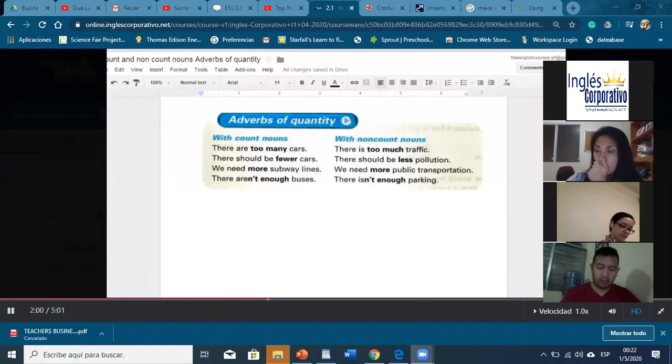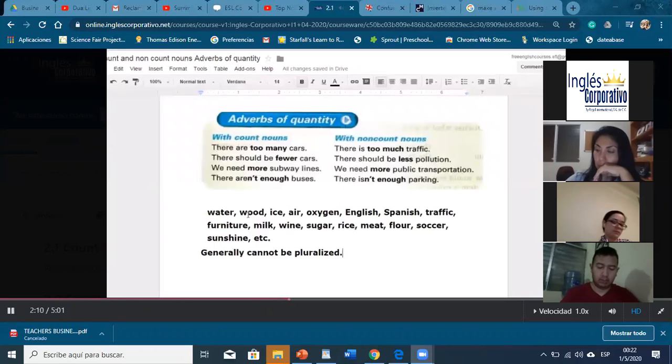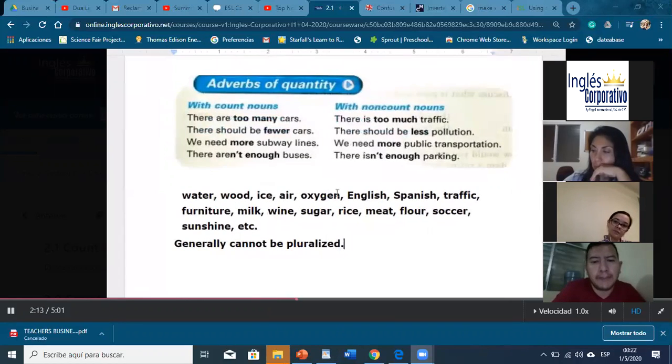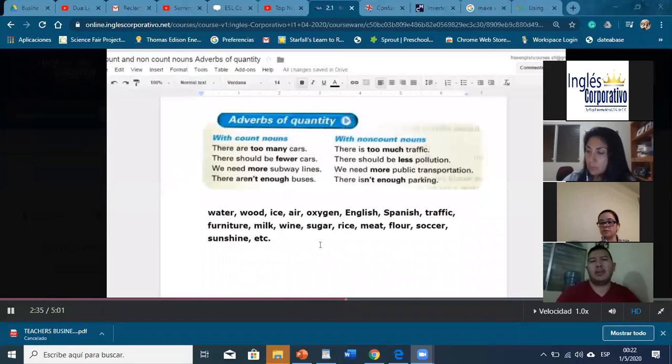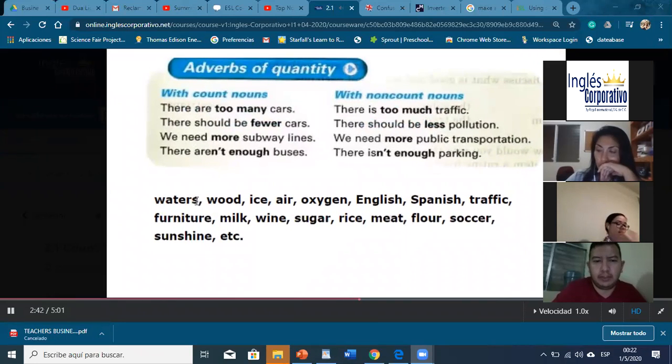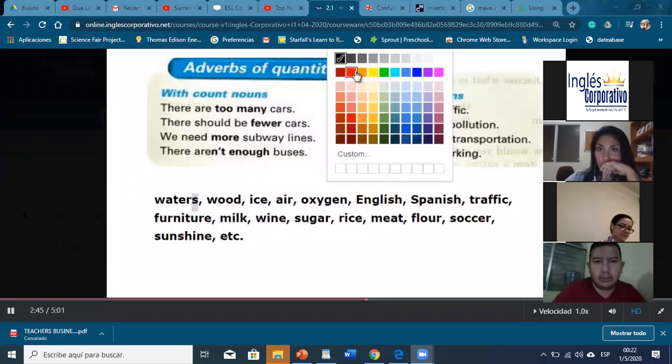So let me give you more examples of some of the things that cannot be counted quite easily, and therefore we consider this non-count nouns. So if we think about things like water, wood, ice, air, oxygen, English, Spanish, these are subjects, traffic, furniture, milk, wine, sugar, rice, meat, flower, things like sports, soccer, all of these things are non-countable. They cannot be counted easily. Another thing that's important to mention about non-count nouns is that we don't add an S in order to change them to plural. They do not have a plural form.